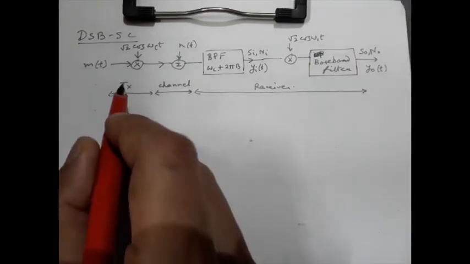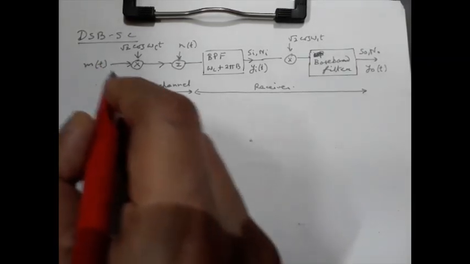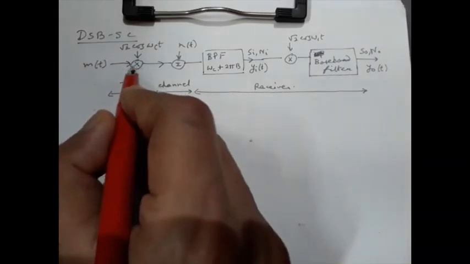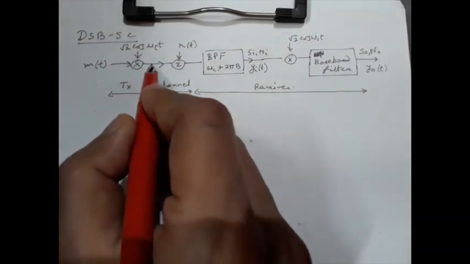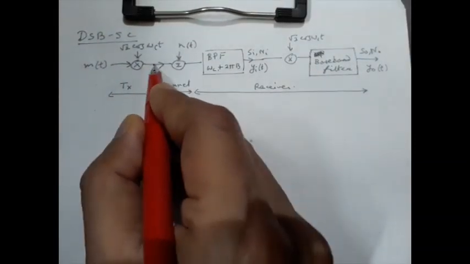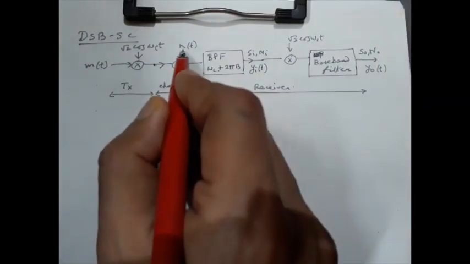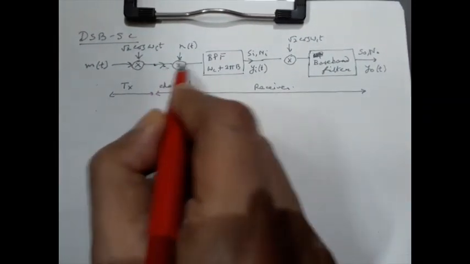Now we are going to consider the DSB-SC system. MT is the baseband signal. We have a product modulator to generate the DSB-SC. This is the transmitter part. Then we have the channel. This is the channel portion, and in the channel some noise is added.